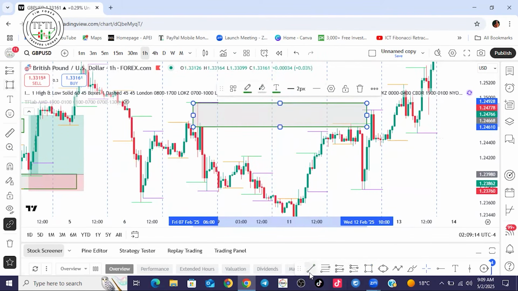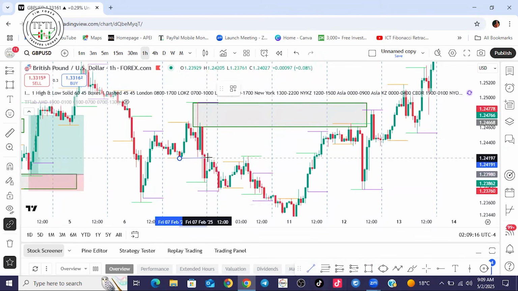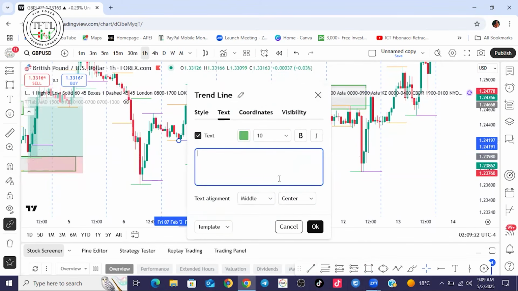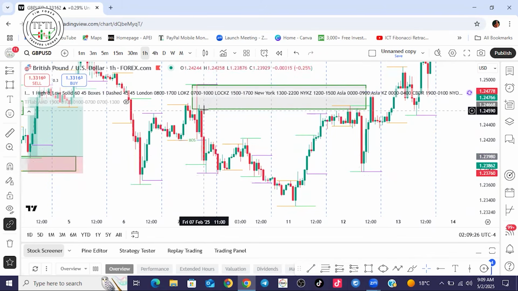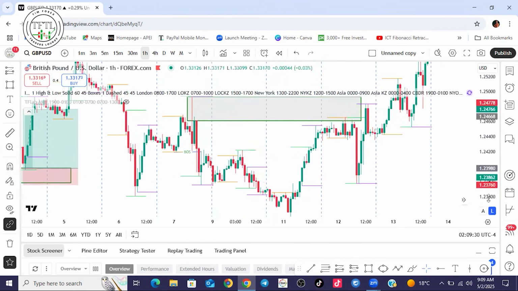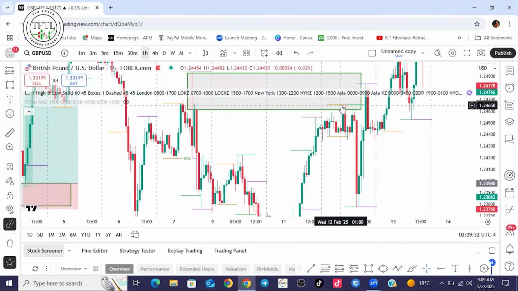Right? The reason I'm marking that is because you can see we have a change of character there. I mean, not a change of character, but we have a BOS at that particular point. So then this is where the price is coming back to. Look at the time when the price is coming back to this level.